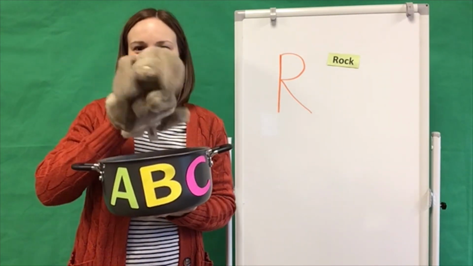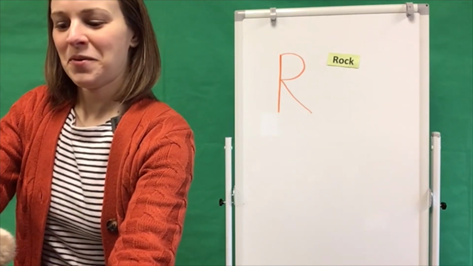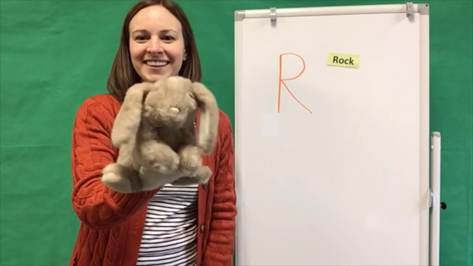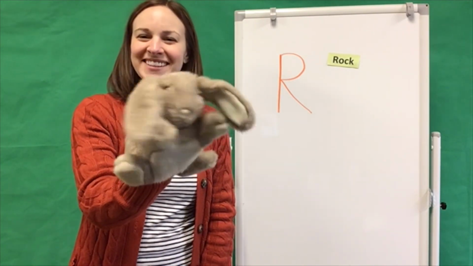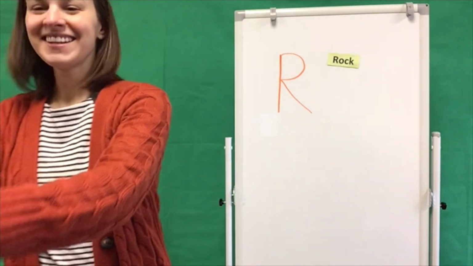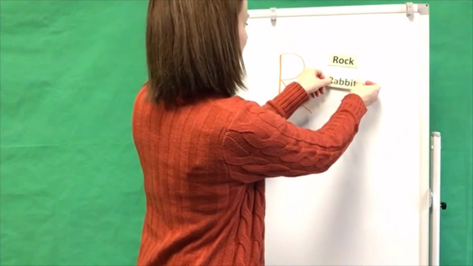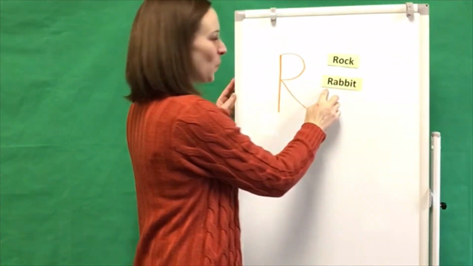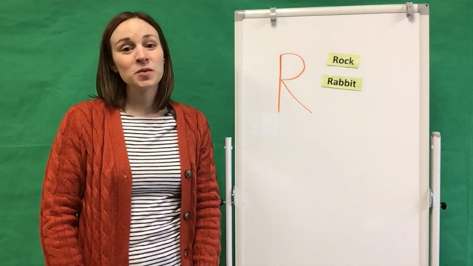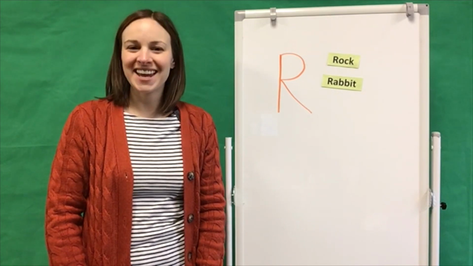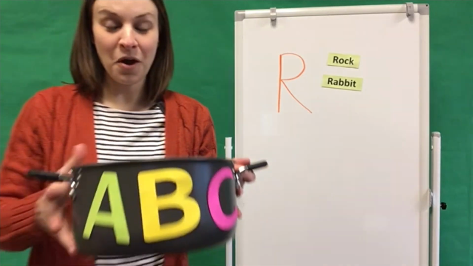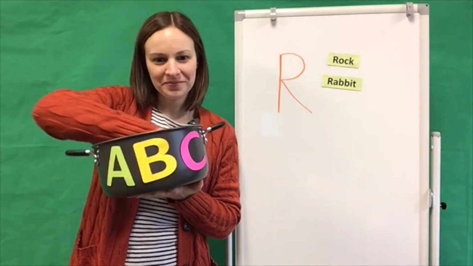It's a furry animal with a fluffy tail. It's a rabbit. Rabbit starts with R. Let's see our word rabbit. Rabbit starts with R. Let's sing hooray for R today. Rabbit starts with R. Looks like I have one more thing in my soup pot.